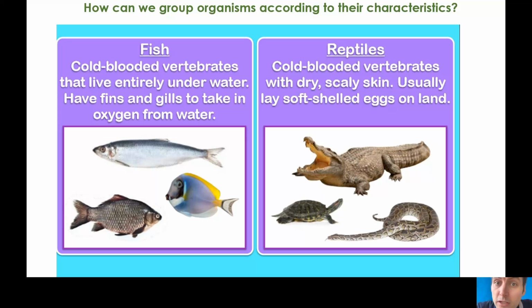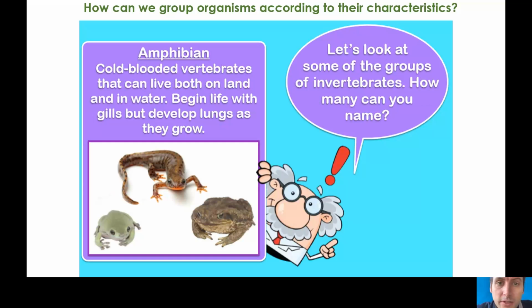Reptiles are also cold-blooded vertebrates with dry, scaly skin, but they usually lay their eggs on land, okay, so they're land dwellers. Amphibians can live both on land and in the water. They begin life with gills but develop lungs as they grow, okay.